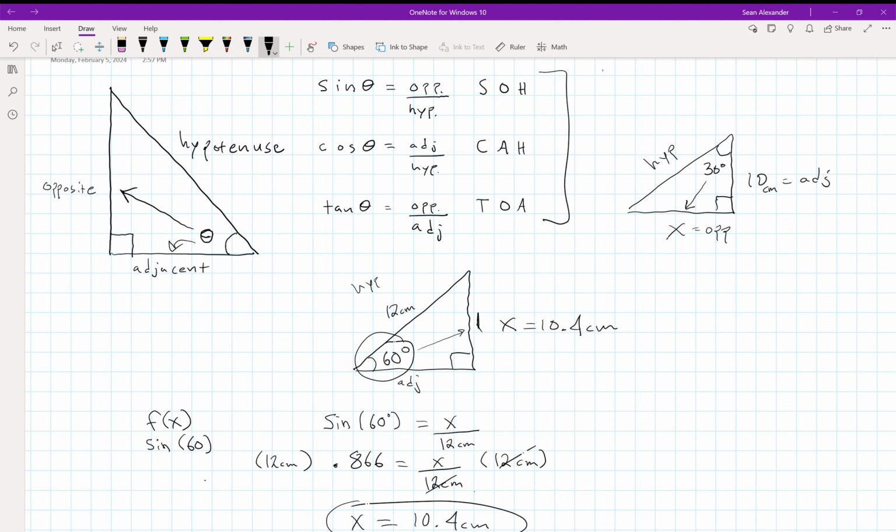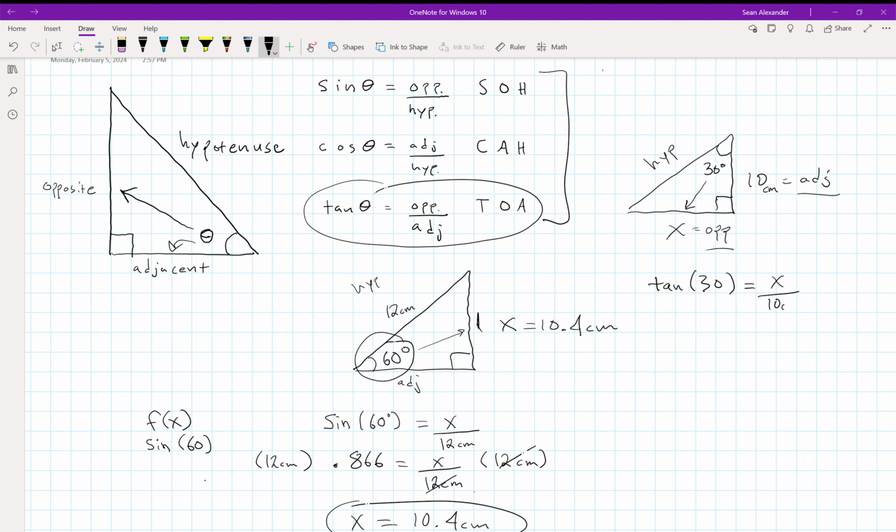So again, which equation do we want to use? We want the one that has the side they gave us and the side that they want us to find. In this case, they gave us the adjacent side, and they're asking us to find the opposite side. Which one has both? The answer is tangent has both opposite and adjacent. So we would say that the tangent of 30 degrees equals opposite, in this case x, over adjacent, in this case 10 centimeters.